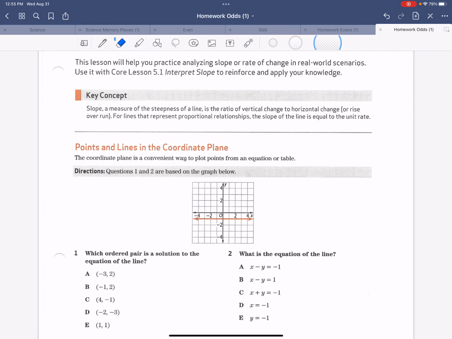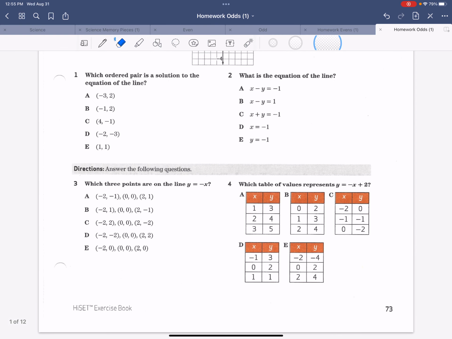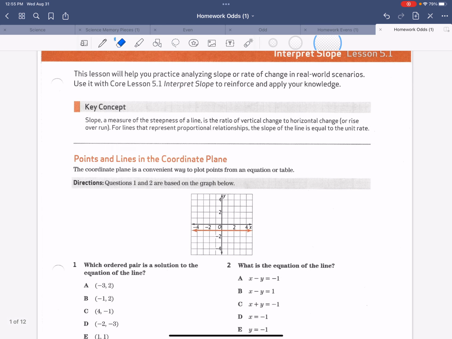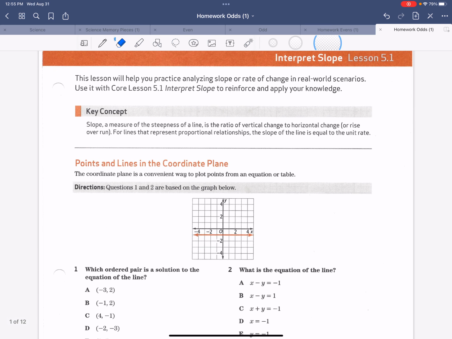For these problems, we are in the exercise book, not the textbook. So make sure that you have the companion workbook to your textbook. This is talking about interpret slope. This is the homework set for lesson 5.1. I am on page 73 in the homework book. I'm going to try very hard to do one page per video so that you can go back and review just the pages you want to review.